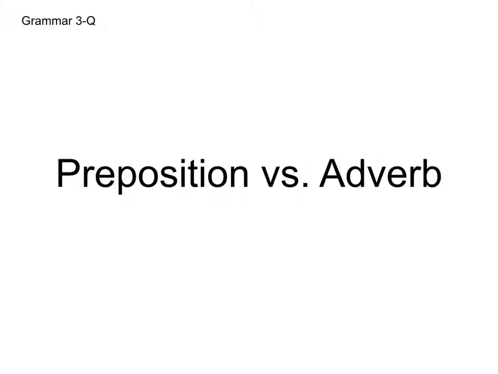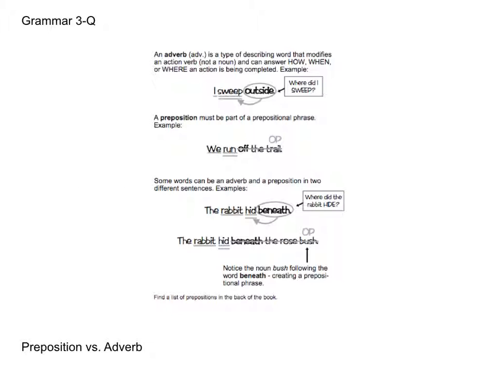Next, we'll go over prepositions versus adverbs. Once again, it's been a while since we've gone over adverbs since we've been focusing so much on prepositions lately. So let's go over an adverb first. It is a type of describing word that modifies an action verb, not a noun, and can answer how, when, or where an action is being completed.